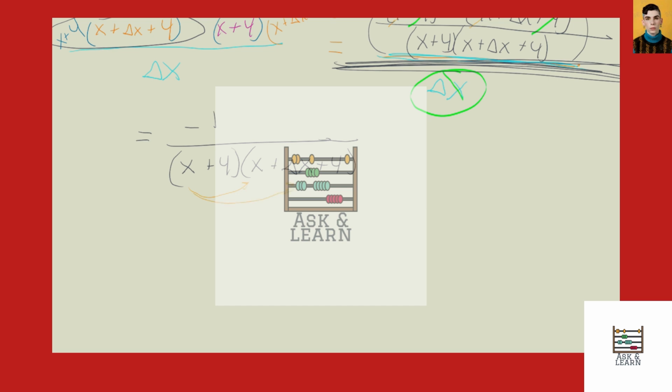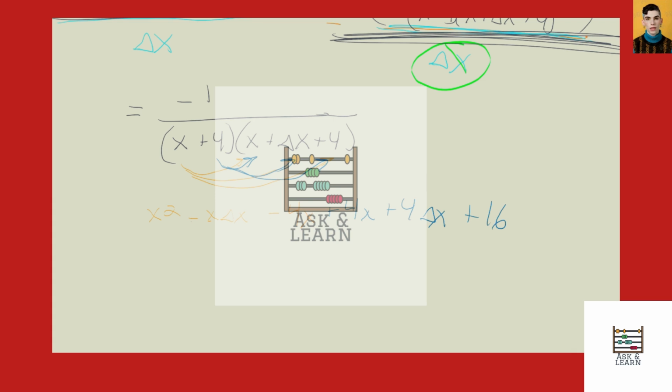This, and this are going to give me x squared plus x delta x plus 4x. And then here we're going to go this, and this is going to give me plus another 4x plus 4 delta x plus 16. So let's simplify that. This is all the bottom of the fraction that I'm simplifying right now.